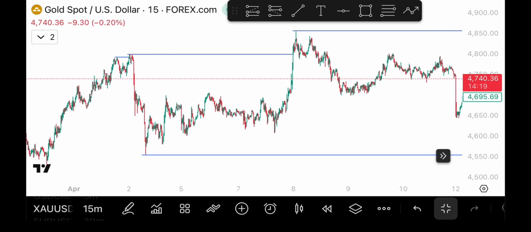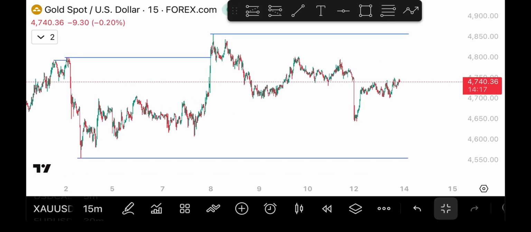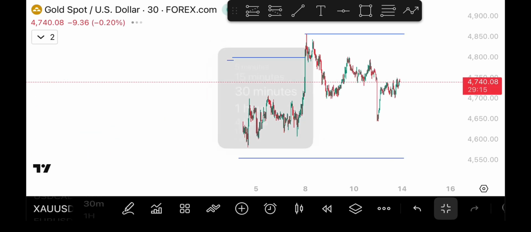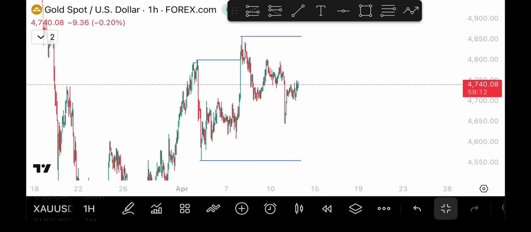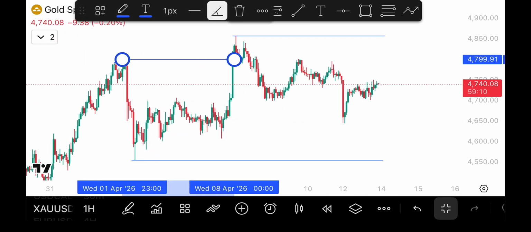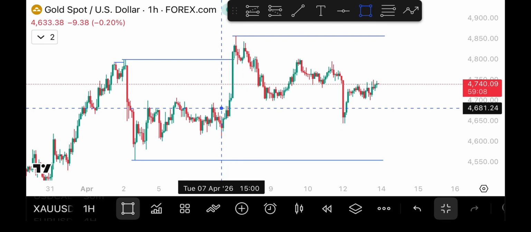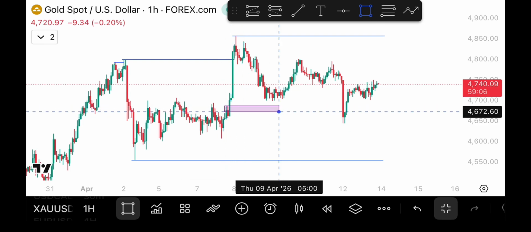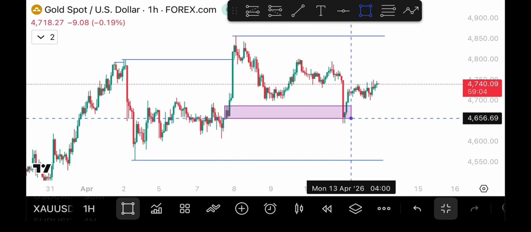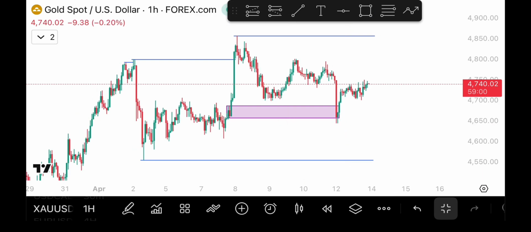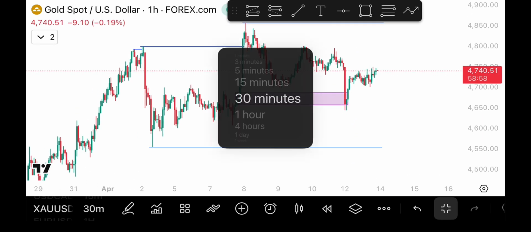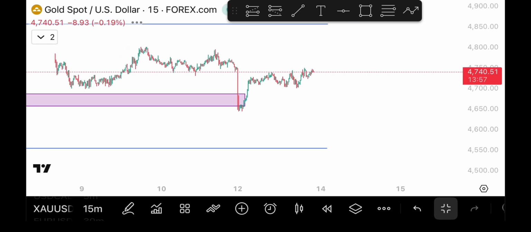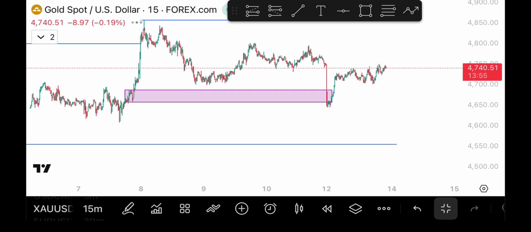So now, this is gold, the XAUUSD, which is popularly known as gold. After price gave us a BOS on the 15-minute time frame, price flipped bullish. Now price is reacting from a bullish order block, which we marked on the 1 hour time frame. After marking out the 1 hour time frame, we just went back into the 15-minute time frame.